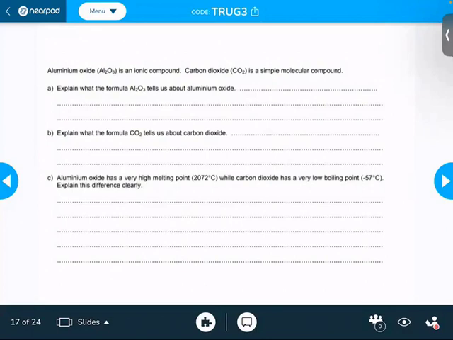They break very easily. And part D, carbon dioxide does not conduct electricity in any state. Aluminium oxide does when it's molten. Okay, so molten aluminium oxide, that's because the ions then can move and they carry the charge. Okay, whereas carbon dioxide, there are no charged particles at all.